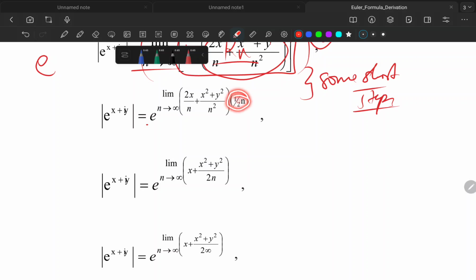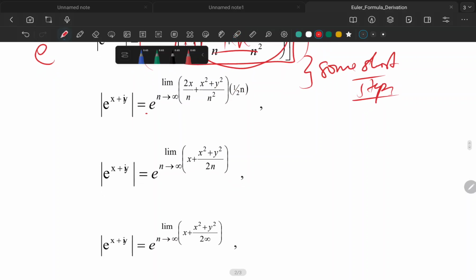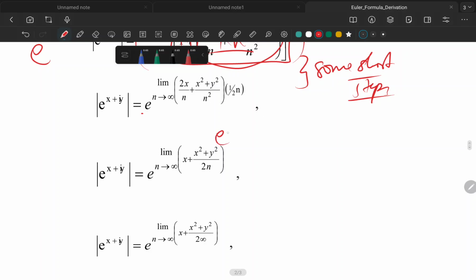When you multiply this argument in this parenthesis, you are going to have e to the limit n tends to infinity of 1 over 2 times n being multiplied with 2x over n, it's just x, plus x squared plus y squared over 2n, right? So yeah, that's what is written over here.